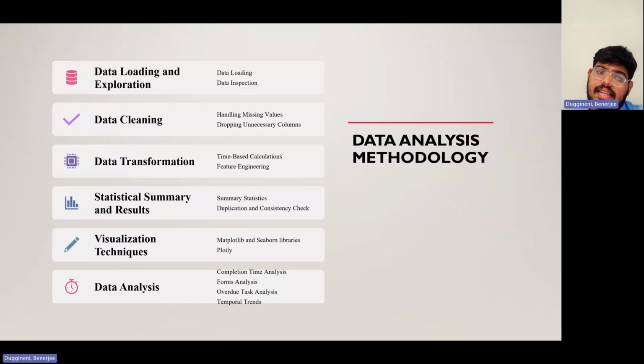Coming to the statistical summary and results, I summarized the statistics using bar graphs and pie charts. For visualization techniques, I used the Matplotlib and Seaborn libraries. For data analysis, I used completion time analysis, form analysis, overdue task analysis, and temporal trends.